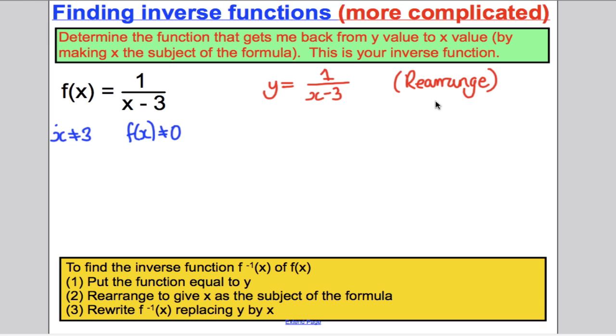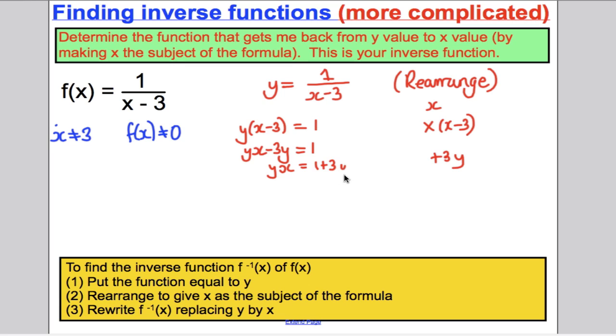okay, and we want to make x the subject, then we would have a function that brings us from y back to x. So we would multiply both sides by x minus 3 in this case to do this. So we would have y(x minus 3) is equal to 1. We would multiply out the brackets to get yx minus 3y is equal to 1. We would add 3y to both sides to get yx equals 1 plus 3y. And we would divide both sides by y, assuming y can't be 0, and we would get x is equal to 1 plus 3y over y.